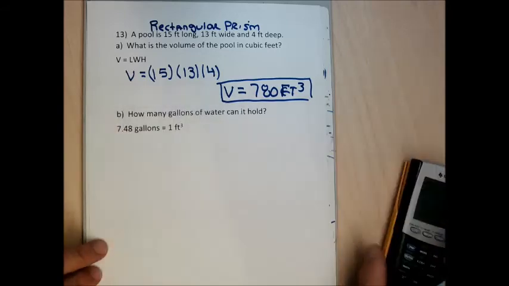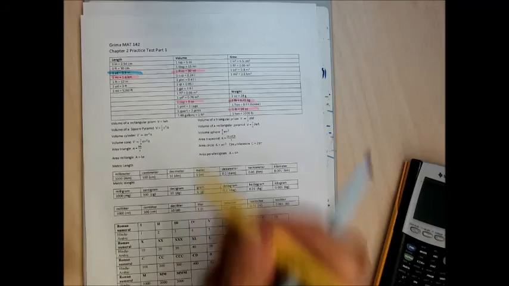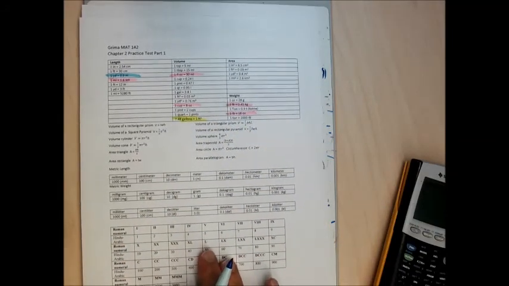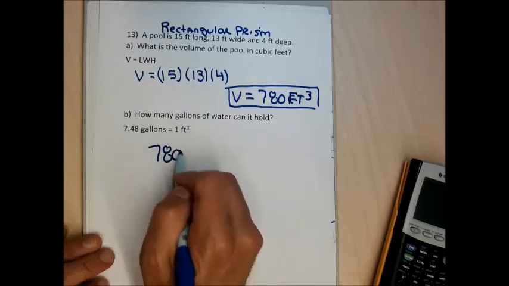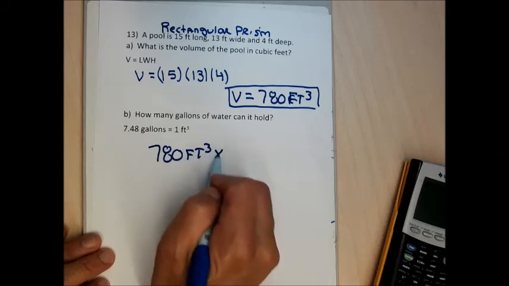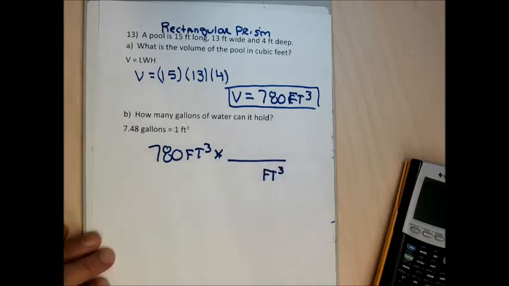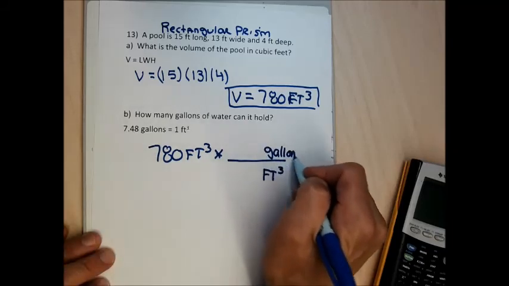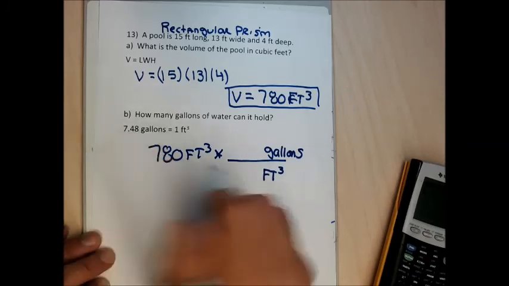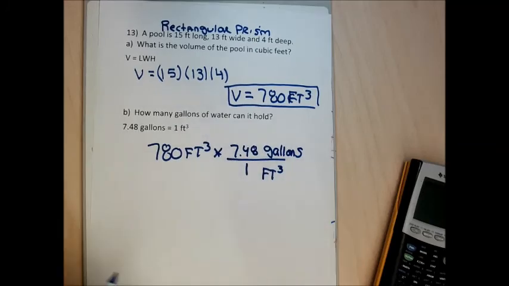For part B, how many gallons can it hold? And when we did the gallons computation, we had 7.48 gallons as 1 cubic foot. That's the relationship I'm going to use to do the conversion. So I'm going to take the 780 cubic feet that I have. I want to change to gallons. I want to get rid of cubic feet, so the fraction is going to have cubic feet in the denominator. I want to end up in gallons, so gallons is going to go in the numerator. 7.48 is going to go next to the gallons, and 1 is going to go next to the cubic feet.